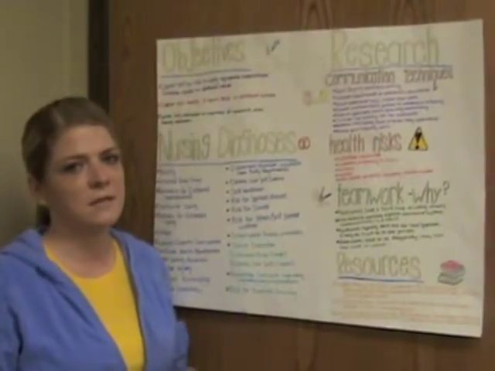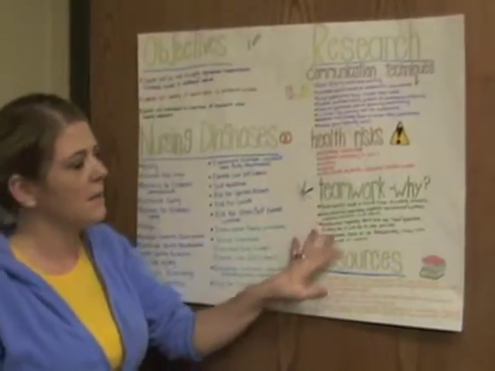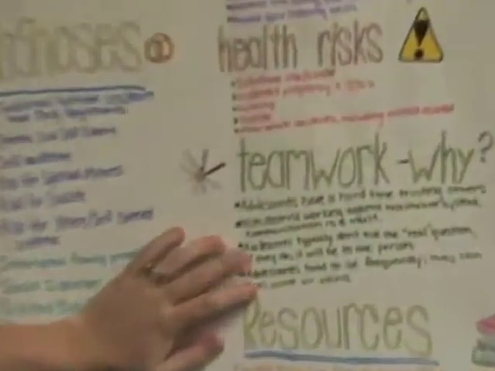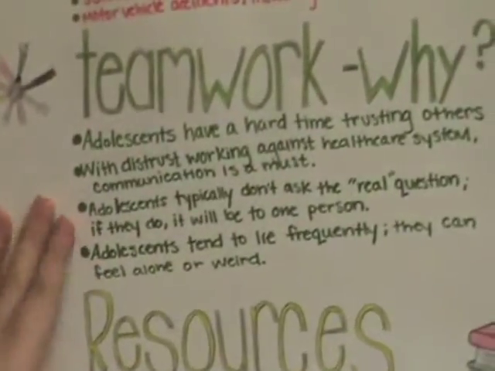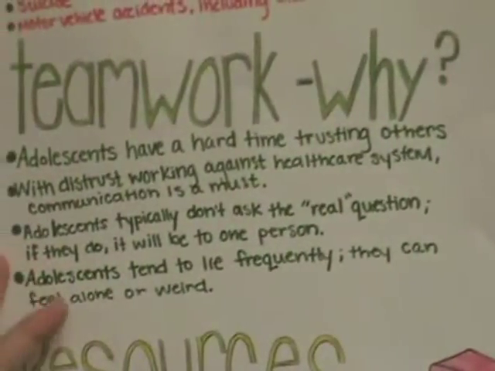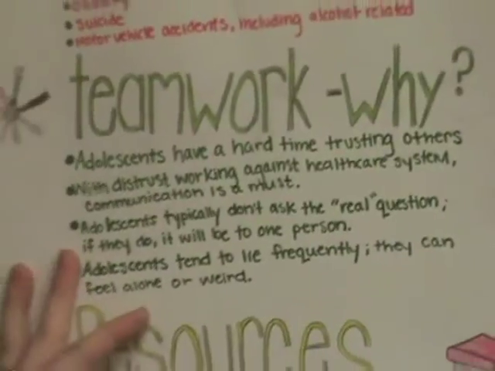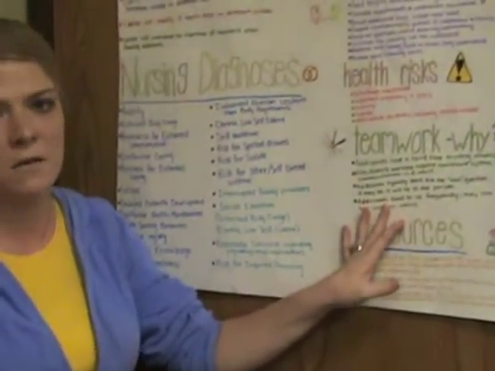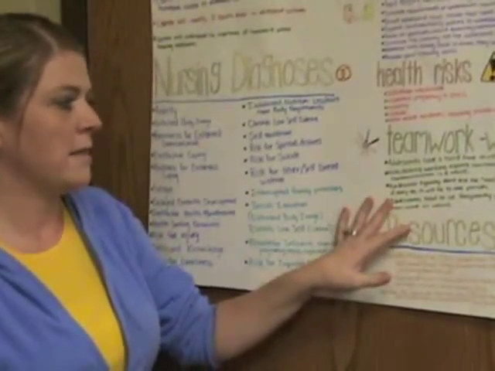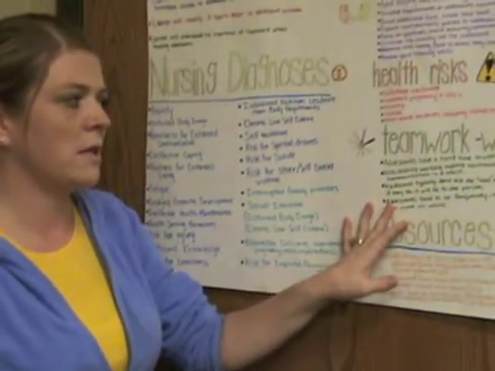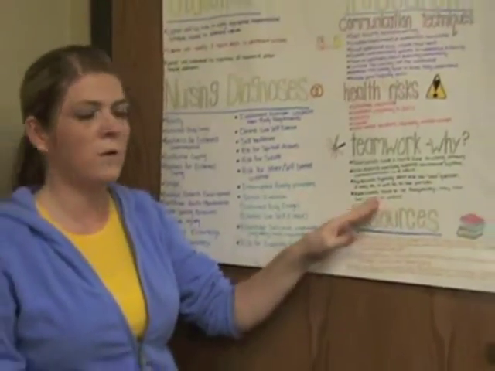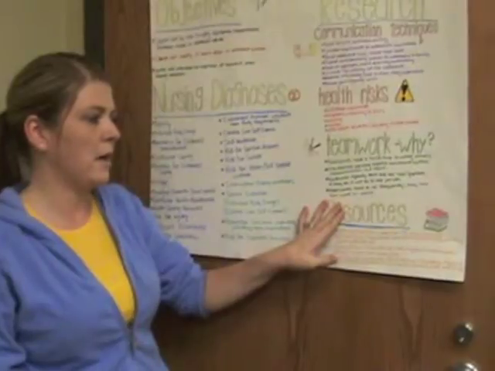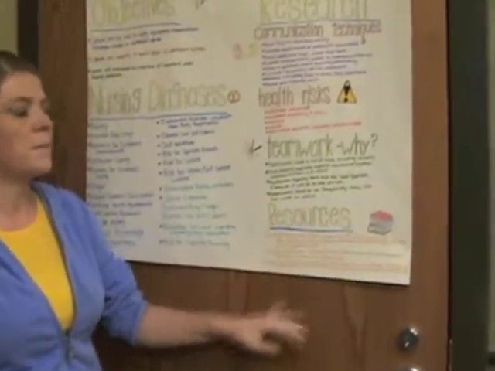Some reasons why teamwork is essential when caring for adolescents are that adolescents have a hard time trusting others. With distrust working against the healthcare system, communication is a must. When an adolescent can trust one person, they're only going to trust that one person and not tell everything to the doctor and the nurse and so on. Adolescents typically don't ask the real question, and if they do, it's only going to be to that one person that they do trust. Adolescents tend to lie frequently, and they often feel alone or weird.